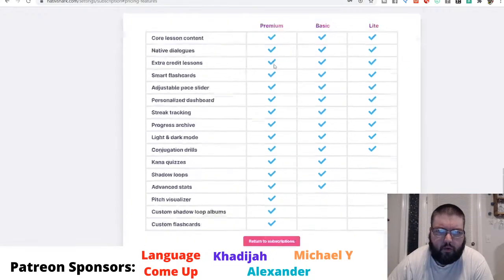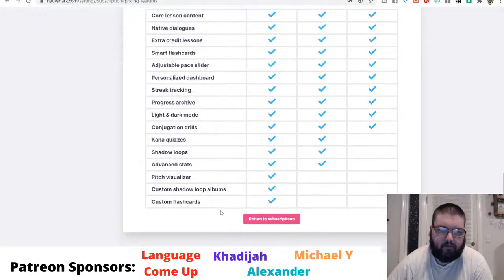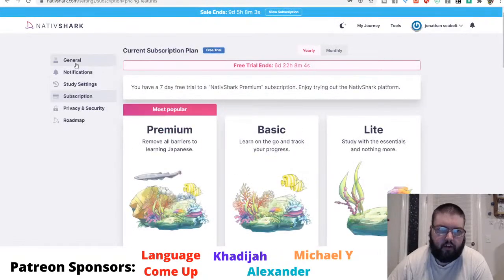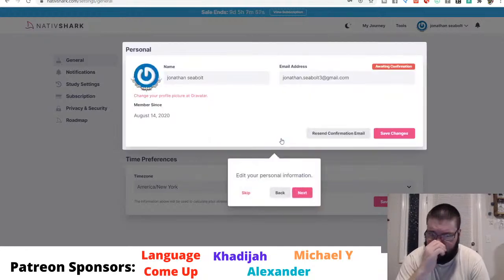And then with premium, actually, there's some stuff that I want to look at because I was looking at some of the videos, and this looks cool. Like there's a pitch visualizer and stuff like that, custom flashcards. So there's some cool stuff that I would definitely like to see. So let's go on this page. You can edit your personal information. Okay.